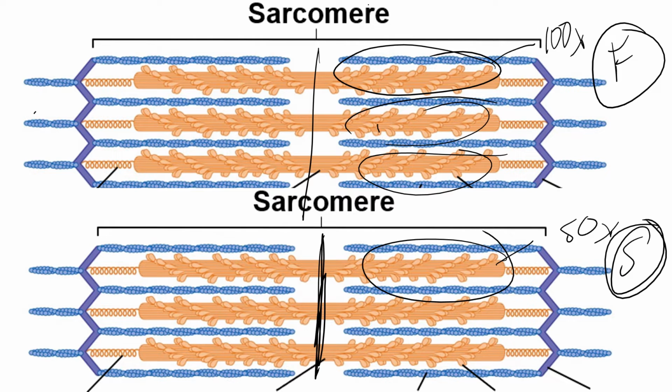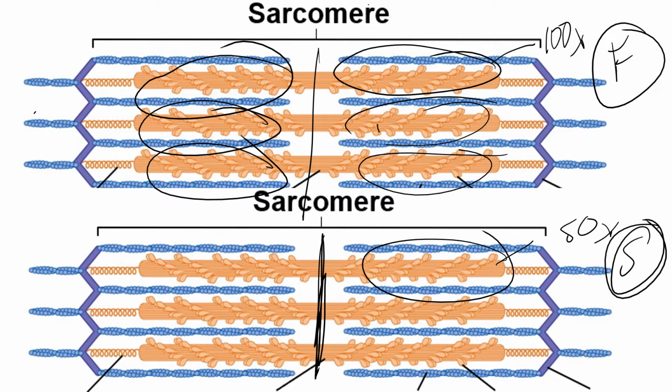Okay. Well, if in the fast twitch fiber, the myosin heads can cycle 100 times over the course of a second, all of these myosin heads can cycle 100 times over the course of a second. That means every single one of them has the ability to pull actin approximately 100 times over the course of a second towards the M line, right? That means that in the fast twitch fiber, the sarcomeres are going to shorten way faster because each myosin head has the ability to cycle 100 times over the course of a second and pull actin towards the M line 100 times over the course of a second.